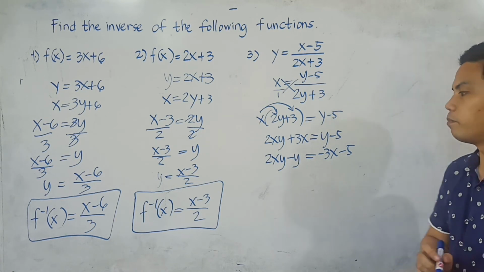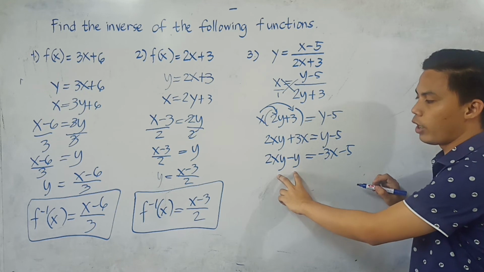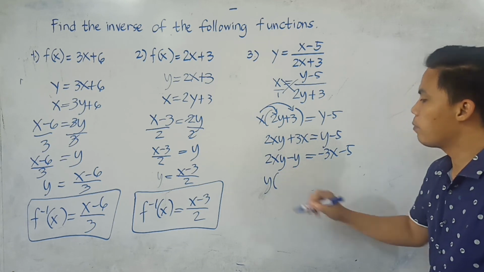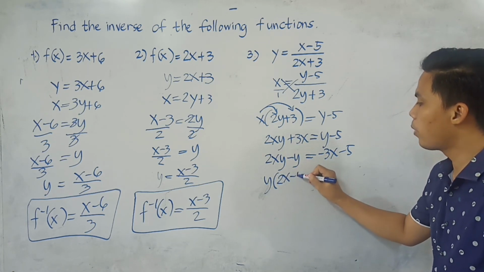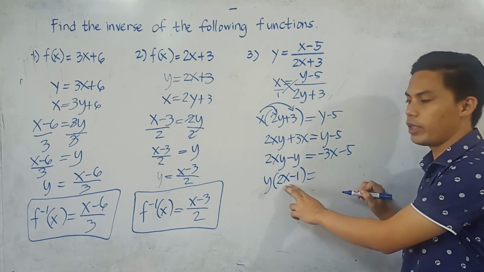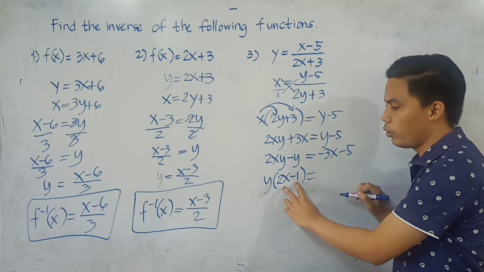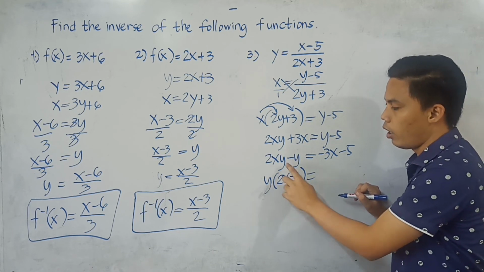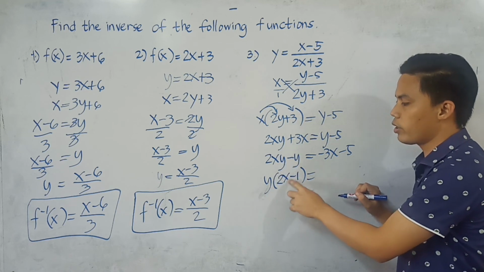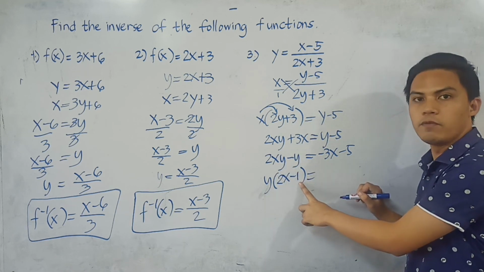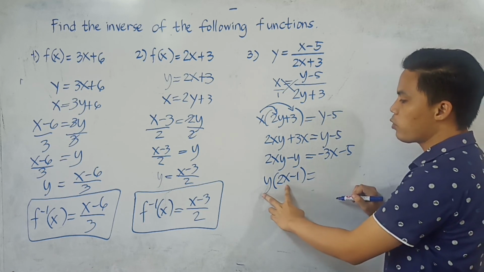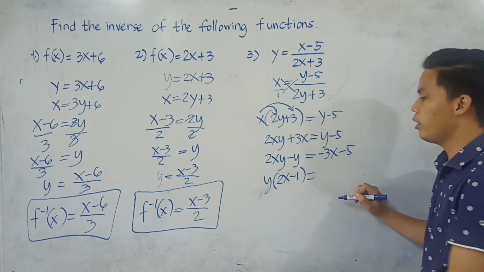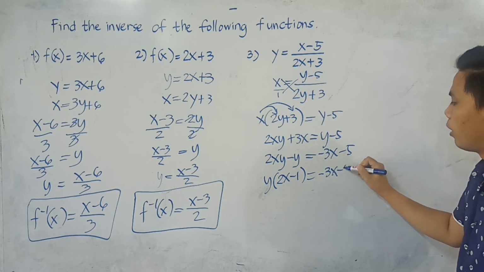Okay? Then next step. So, we're going to factor out y since common sa kanila si y. So, you will have y times the quantity of 2x minus 1. Okay, bakit naging 2x minus 1? So, pinactor out natin si y. So, yung natira sa loob ng parenthesis would be 2x minus y. Kasi nga, 2xy divided by y is 2x. Negative y divided by y is negative 1. Okay? So to check, 2x times y is 2xy. Negative 1 times y is y.